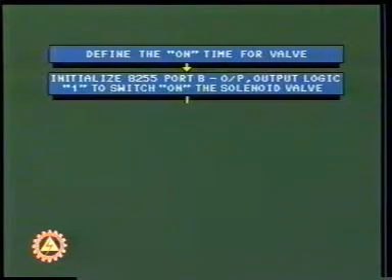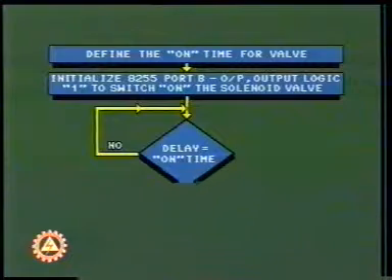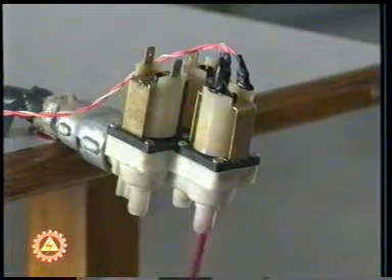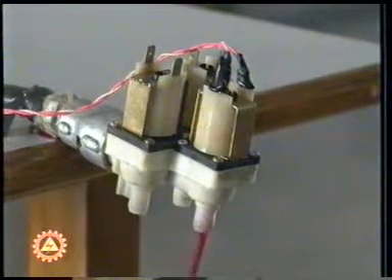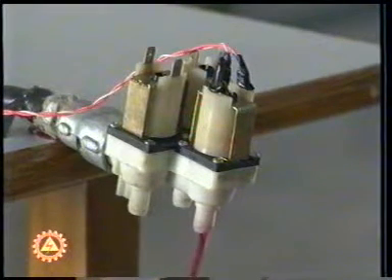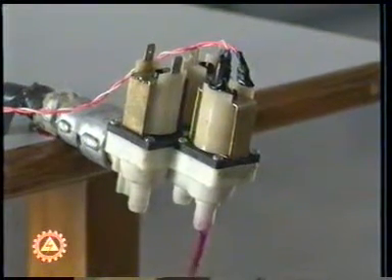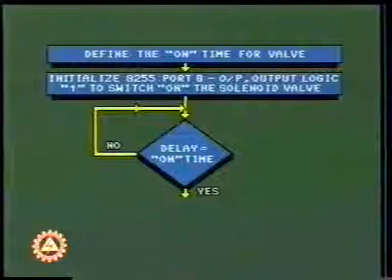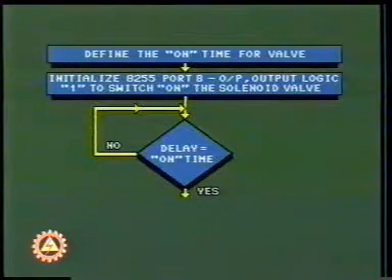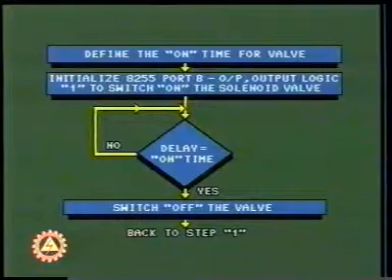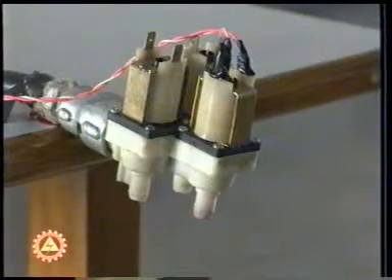Now we provide a delay equal to on time already calculated. We maintain logic 1 at the PB7 line of 8255 till the delay is equal to on time to keep the valve in on state. On completion of delay, we output a logic 0 at PB7 line to switch off the valve.